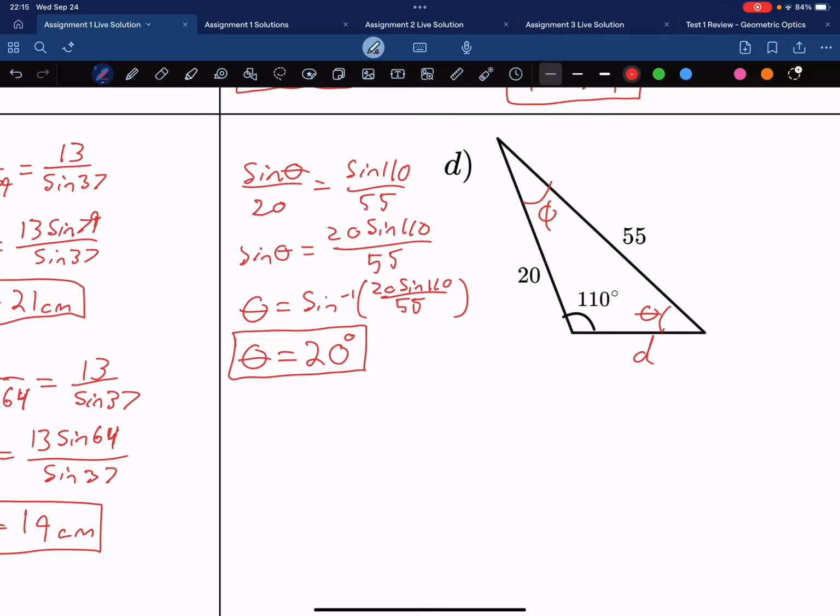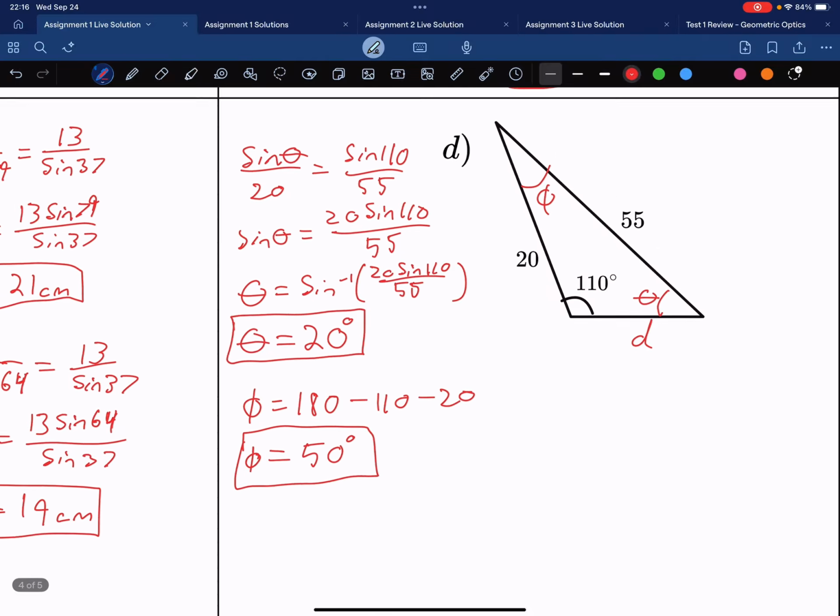So, to find angle phi, I'll use my shortcut that I think I originally said I wasn't going to be using, but it's much quicker. And I'm still doing plenty of sine law and cosine law here, so I think this is good. 180 minus 110 minus 20. That gives us 50 degrees for phi.